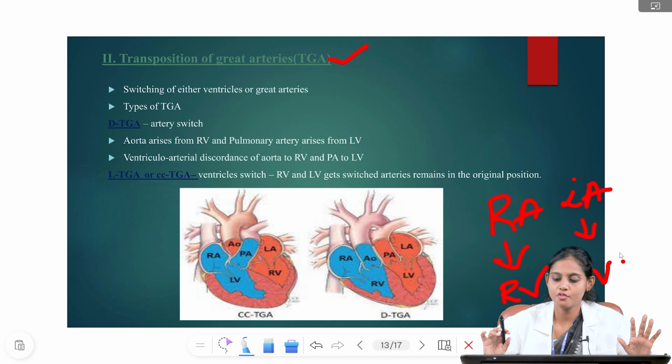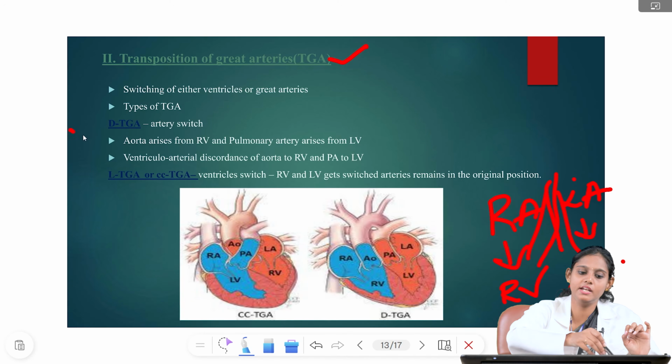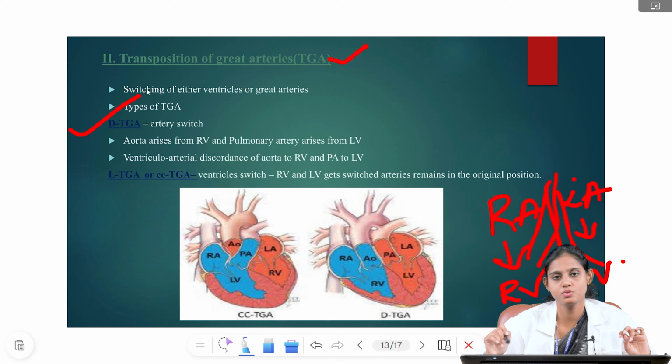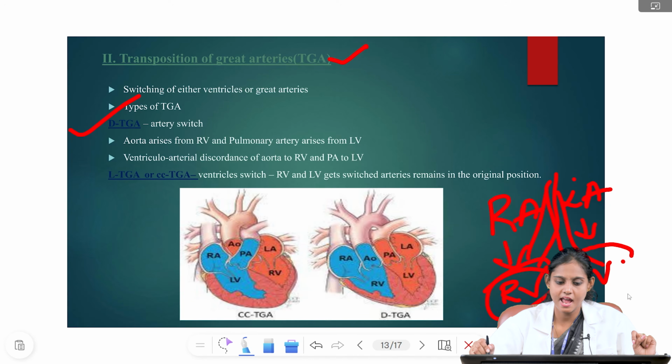When there is a switching of arteries, first let's look into the normal connection. RV is always connected to pulmonary artery and LV is connected to aorta. Whereas in this case called DTGA, these arteries switch. Aorta arises from your RV and your pulmonary artery arises from your LV. And there is a ventriculo-arterial discordance of aorta to RV and pulmonary artery to LV.